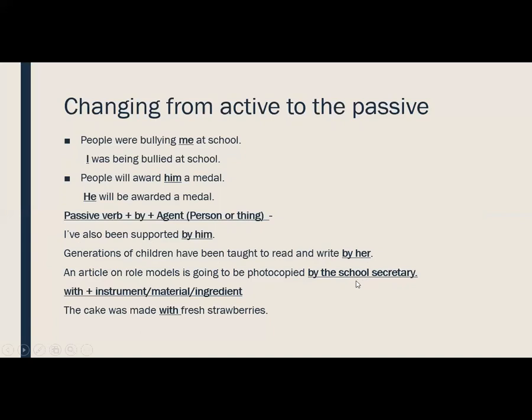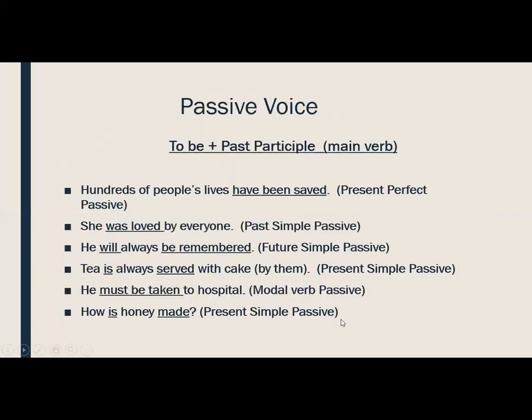And we also use with plus an instrument, material, or ingredient when we want to say what the agent used. The cake was made with fresh strawberries. Other examples might be: Hundreds of people's lives have been saved. Present perfect passive. She was loved by everyone. Past simple passive. He will always be remembered.